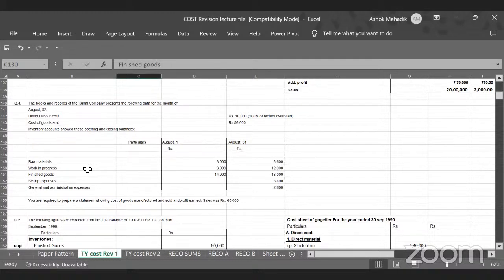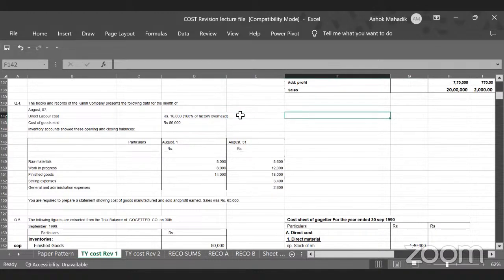The books and records of Kunal Company present the following data for the month of August 87. Okay, solution is not available, so we'll solve this one. Okay, students, let us solve this one. We don't have solution for this.